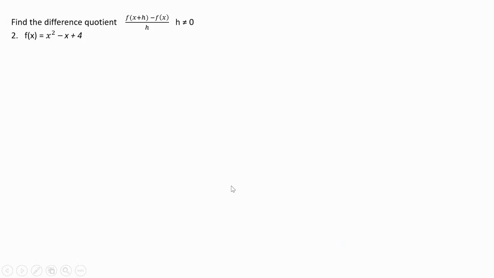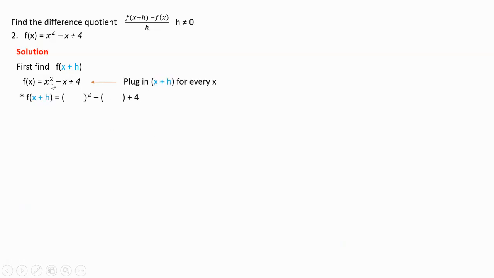Now, this is number 2. This is called find the difference quotient. And here's the formula. So solution: we have to first find f of x plus h, which is the first part of the equation. Which means I'm going to go to my original function, and I'm going to plug in x plus h for every x. You see, this is my x squared, so I'm going to plug in x plus h for the x, and also for the minus x, I'm going to plug in x plus h again.